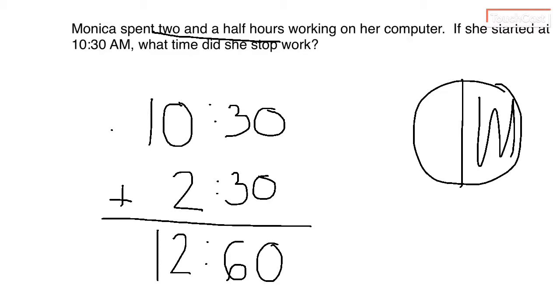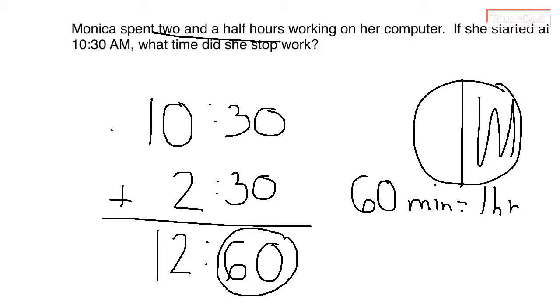2 and 1. Now you should be saying to yourself, hello, Mrs. Whirl, this 60 does not look right. That is absolutely right. 60 minutes is equal to 1 hour. Please excuse my awful handwriting there. So we have 12 noon plus 1 hour is 1 p.m. 1 o'clock p.m. So the answer to my question, what time did she stop? She stopped at 1 o'clock p.m.